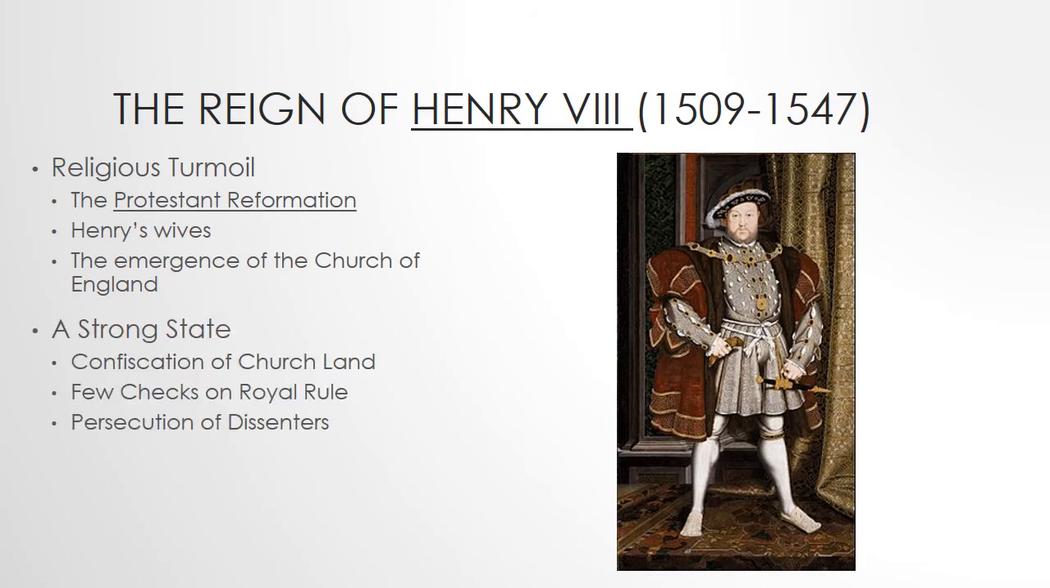But another thing that Henry does is he establishes a strong state. When he breaks from Catholicism, he confiscates all of the property that the church had, including some of the best land in England, and then he either sells it or adds it to his own property, which makes the king even more powerful than he was before. And there are really very few checks on his power. He can basically execute whoever he wants to, and he uses this right very frequently, often beheading people who had one time been his friend.